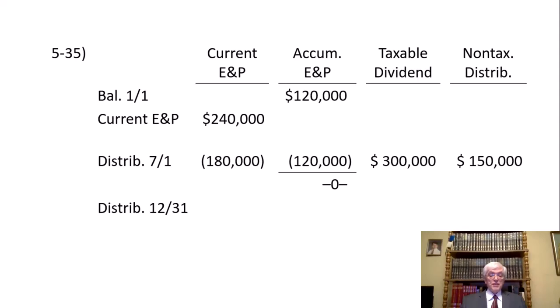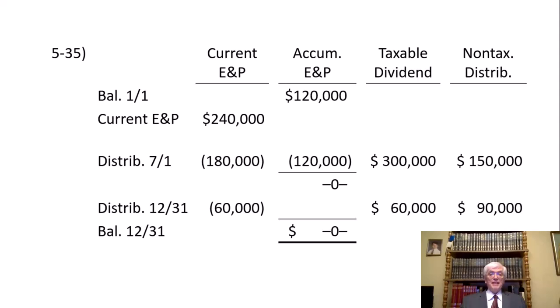The December 30th distribution to Calvin was $150,000. So that's the other 25% of the current earnings and profits. That's his $60,000, and nothing out of accumulated. There's nothing left. So he's got a taxable dividend of $60,000 and a non-dividend distribution of $90,000. So totals at the end of the year, current E&P is gone, so there's nothing to add to accumulated E&P, so we're now at 0. Taxable dividends of $360,000, $300,000 for Yi Ling, $60,000 for Calvin, and then non-taxable distributions of $150,000 and $90,000.